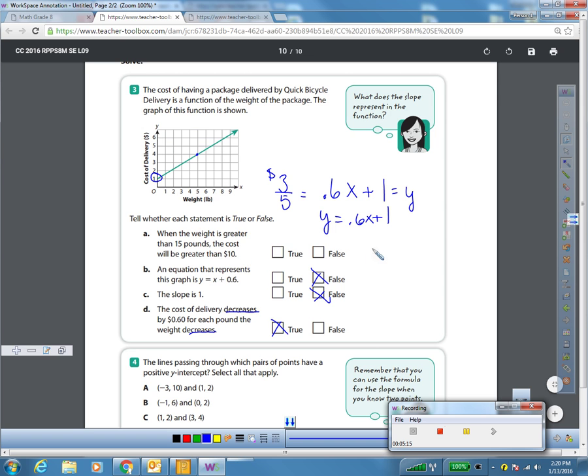And then going back up to this one, if I go ahead and plug in 15 pounds, oops, my pen just died on me. There we go. So if I plug in 15 pounds here, I'm going to have a cost that is greater than $10, so that would be true in this case.